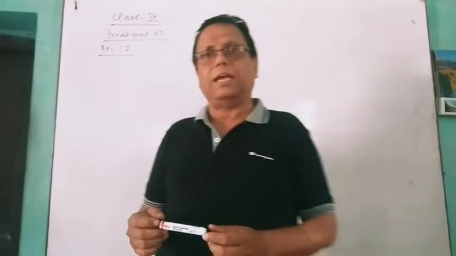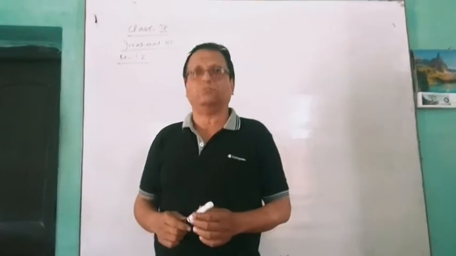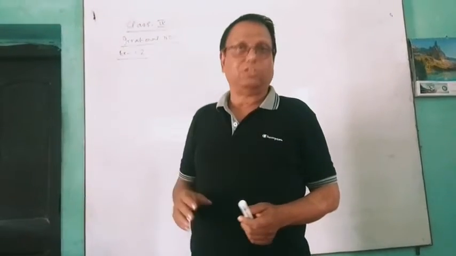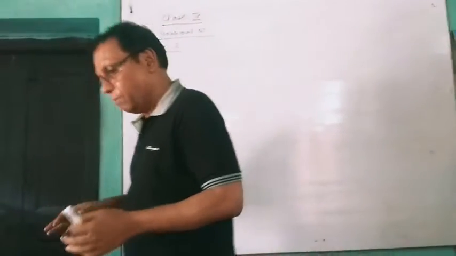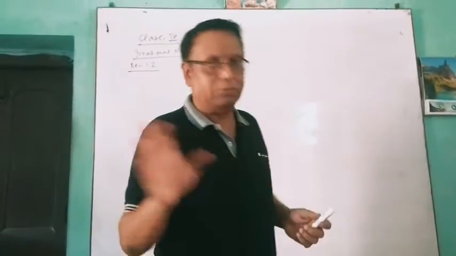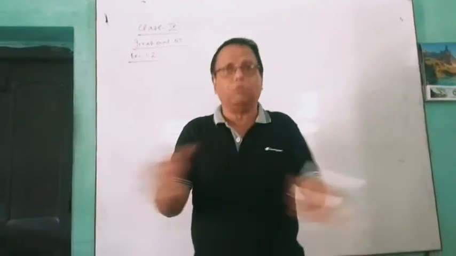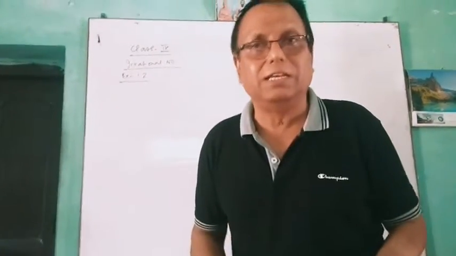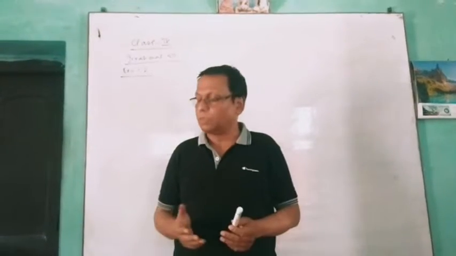At the very outset I have told you that real numbers can be classified into two categories: rational number and irrational number. Those numbers which can be represented in the form of p by q, where both p and q are integers, q not equal to 0, is a rational number. And those numbers which cannot be represented in the form of p by q, where both p and q are integers and q not equal to 0, are called irrational numbers, simply.